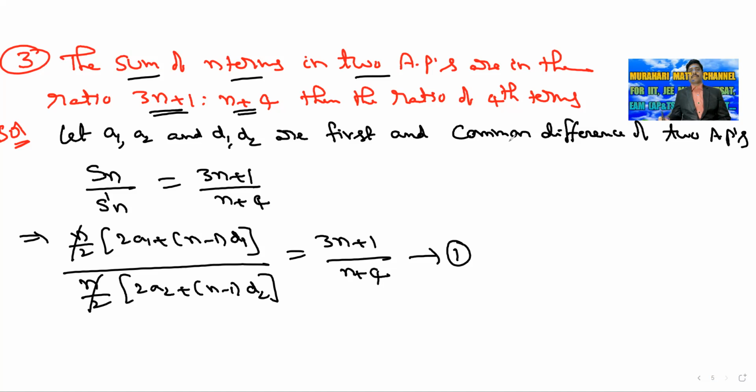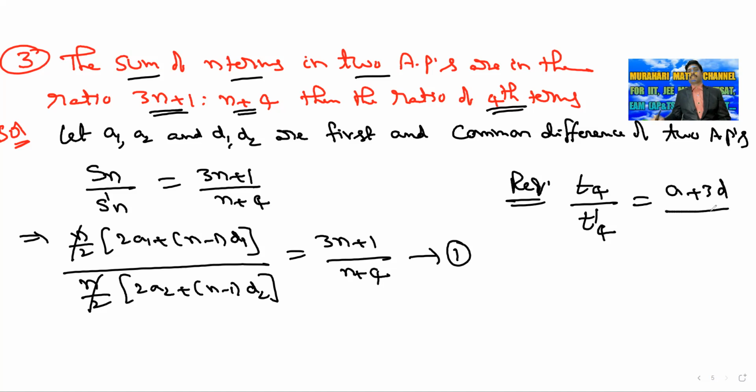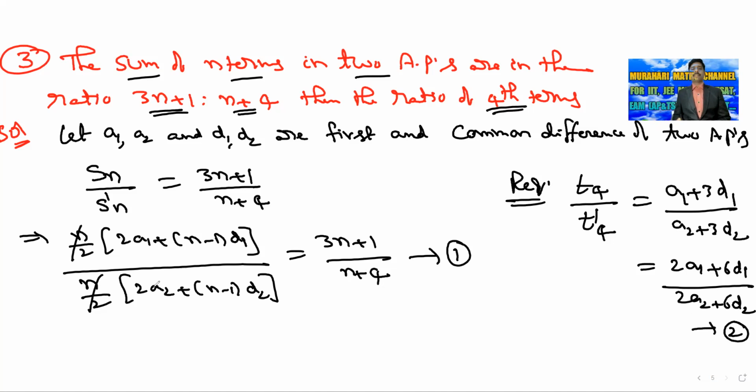But what is our target? The ratio of fourth terms in the APs. So what is required is T4 by T dash 4. T4 is nothing but a plus 3d, that is a1 plus 3d1. T dash 4 is a2 plus 3d2. Okay, so multiply and divide by 2: (2a1 plus 6d1) by (2a2 plus 6d2). Let us take this as the second equation. Let us observe the first and second equations.